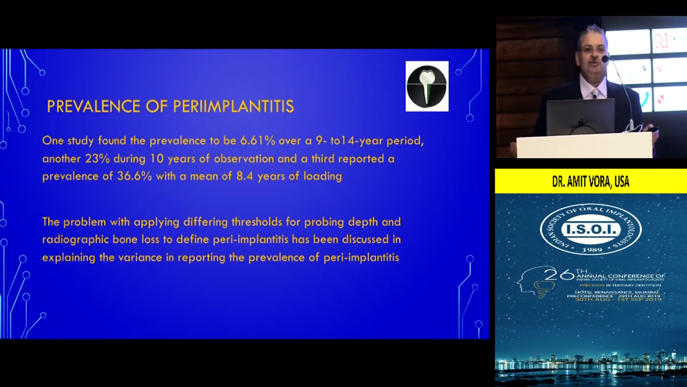One study had about 7% in 9 to 14 years, another one said 23%, and there's a third one that even reported almost 37% at 8 years. And the reason why these numbers are all over the place is because initially we did not have a system for how to classify this disease, what kind of parameters to use to diagnose that it is peri-implantitis, and then how we can treat it. And therefore the numbers differ, which explains the variance in reporting the prevalence of this disease.